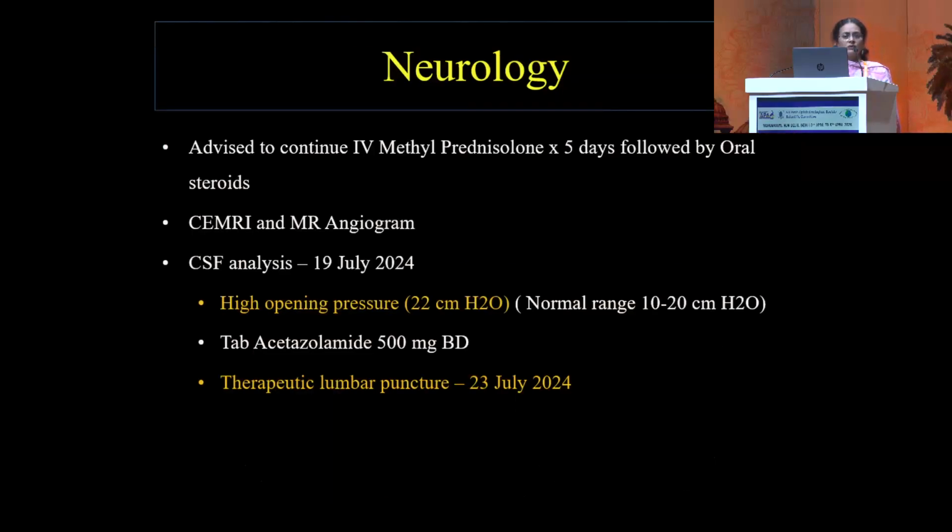We took a neurology consult because she did give a history of headaches and vomiting. This time we gave IV methylprednisolone because the second eye got involved within a period of 2 weeks. They ordered a contrast-enhanced MRI and MR angiogram, and they did the CSF analysis. It was found to have a high opening pressure, not really very high, but crossing the borderline. The upper limit is 20; this was 22. So they prescribed acetazolamide and did a therapeutic lumbar puncture on the 4th day.